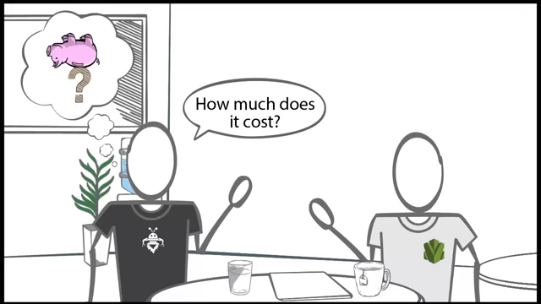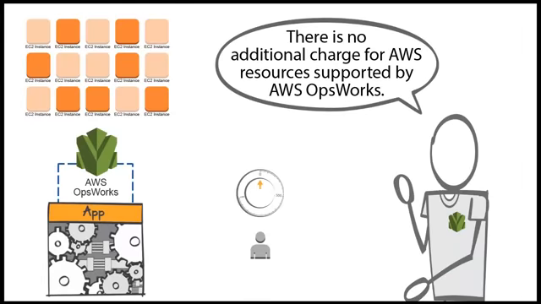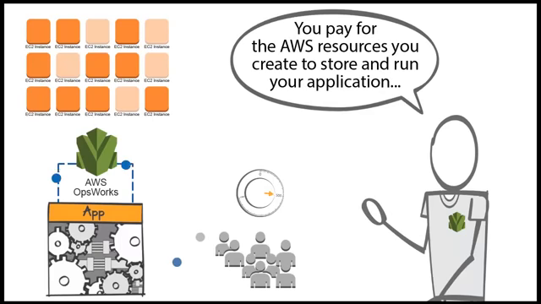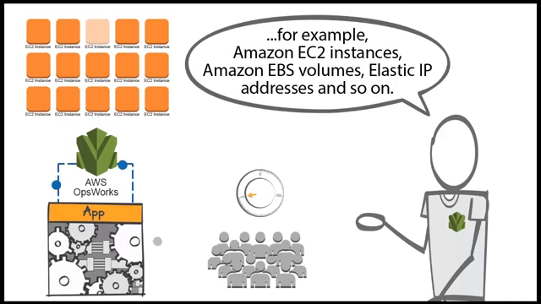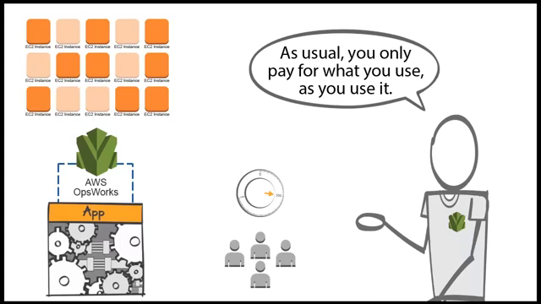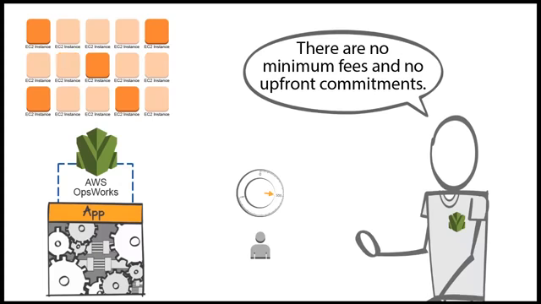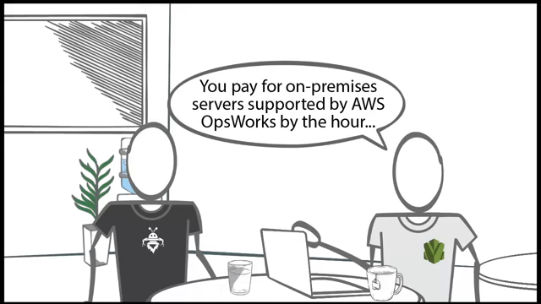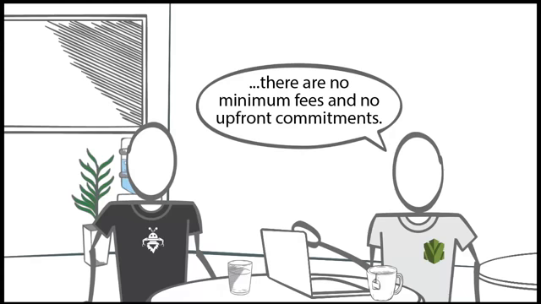How much does it cost? There is no additional charge for AWS resources supported by AWS OpsWorks. You pay for the AWS resources you create to store and run your application. For example, Amazon EC2 instances, Amazon EBS volumes, Elastic IP addresses, and so on. As usual, you only pay for what you use as you use it. There are no minimum fees and no upfront commitments. What about on-premises servers? You pay for on-premises servers supported by AWS OpsWorks by the hour. There are no minimum fees and no upfront commitments.